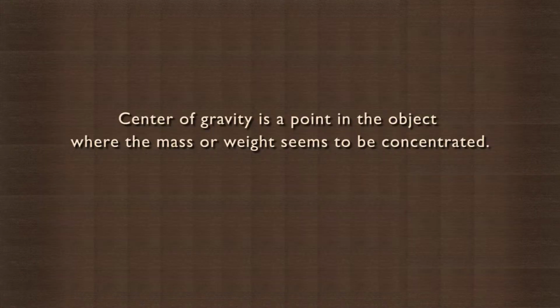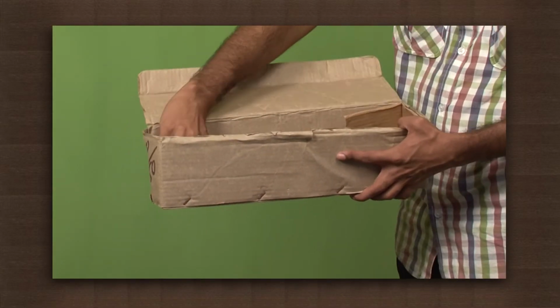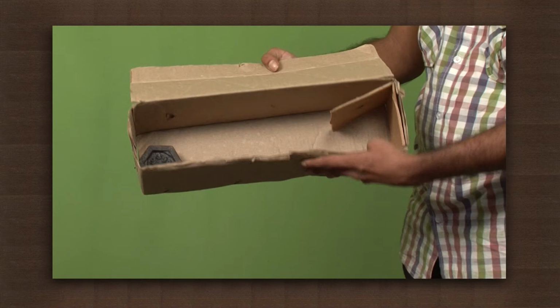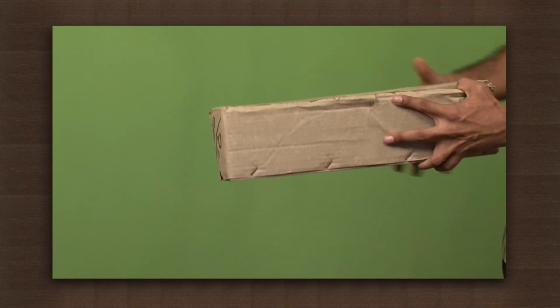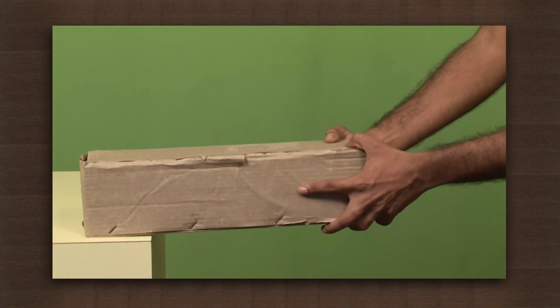Center of gravity is a point in the object where the mass or weight seems to be concentrated. So long as the center of gravity is directly above some point within the area of support, the system will be stable. When a 500 gram weight was put in the box, the center of gravity of the box and the iron weight was at the edge. Hence, the table could support the box kept like this.